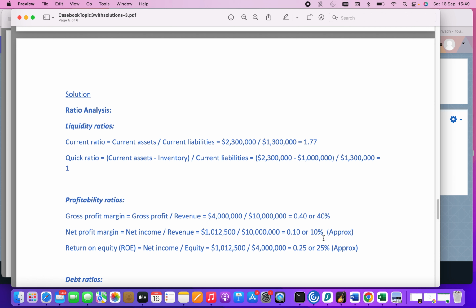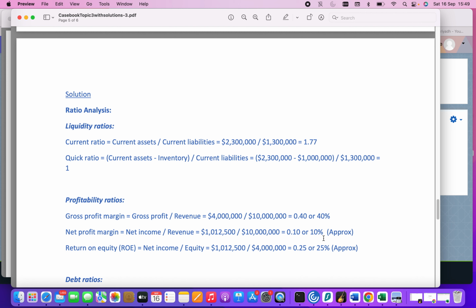The last ratio, we didn't come across this in the class, we didn't include it in the class, but this one actually looks at the return on equity. We didn't include it in the last class example because that company was actually making a loss, so there was no actual return on equity to speak of. But here we are making a profit, and we see the net income as a proportion of equity is 1,012,500 over 4 million.